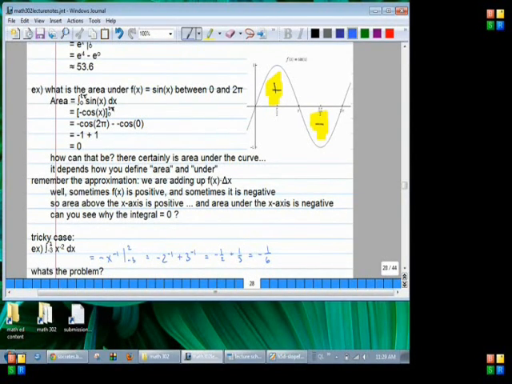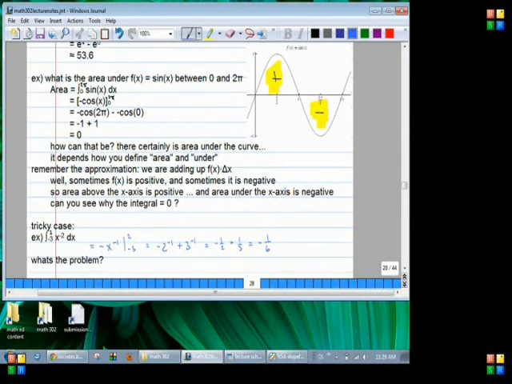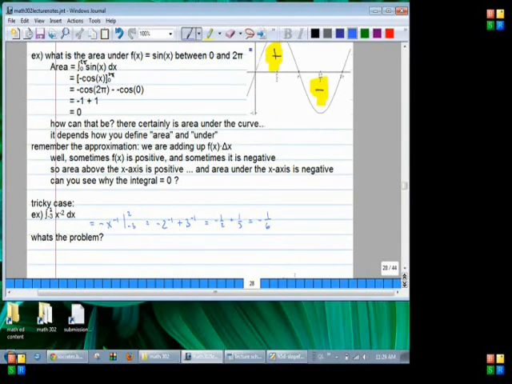Problem is this is wrong. Why? Area can't be negative. Area can be negative, it's signed area. Yeah, it's signed area. It could be. Well, it's not, because with the negative 2 the curve should still be above our axis.